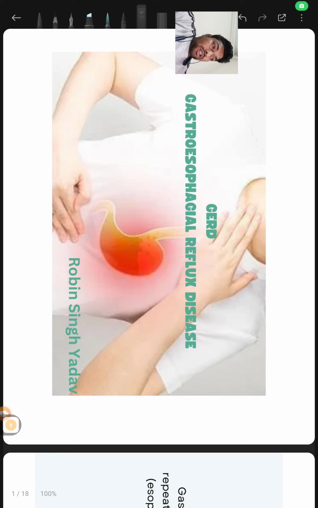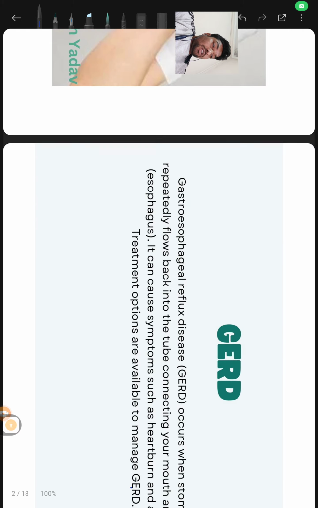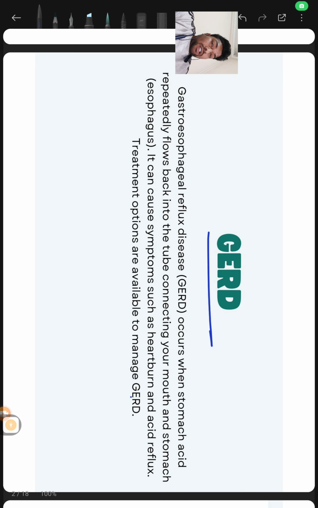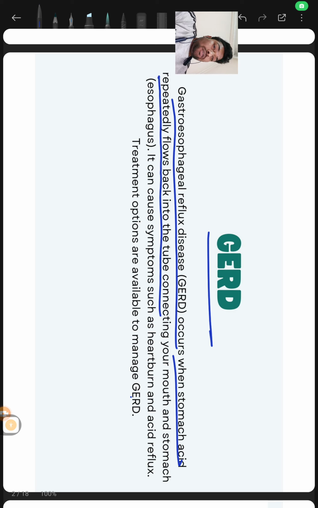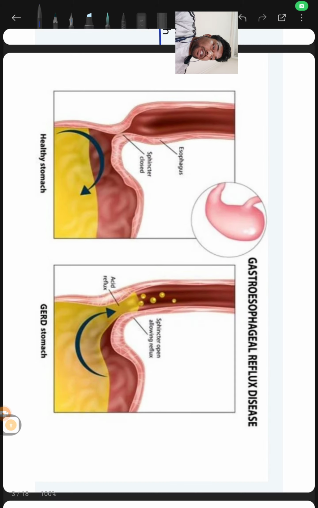So today we're gonna talk about GERD, that is gastroesophageal reflux disease. Okay, so what is GERD? GERD basically occurs when stomach acids repeatedly flow back into the tube that is connecting the mouth and stomach. So between the mouth and stomach there is a tube, that is the food pipe, known as the esophagus.